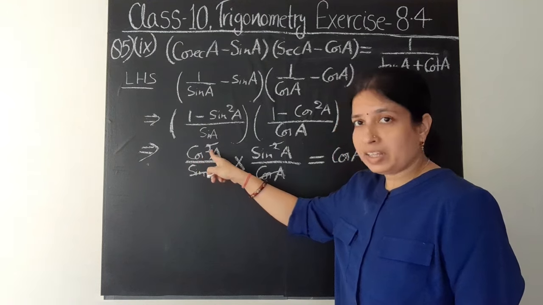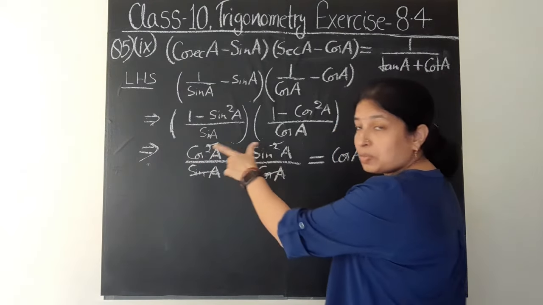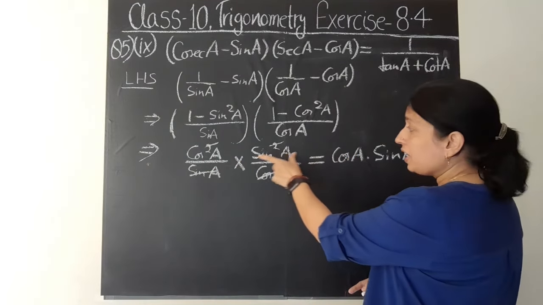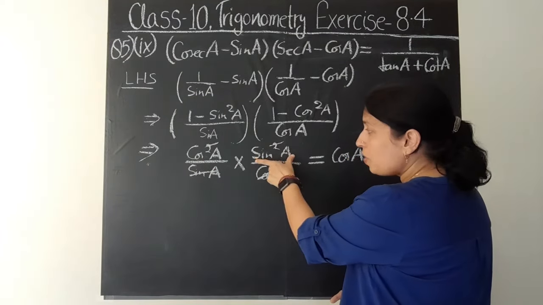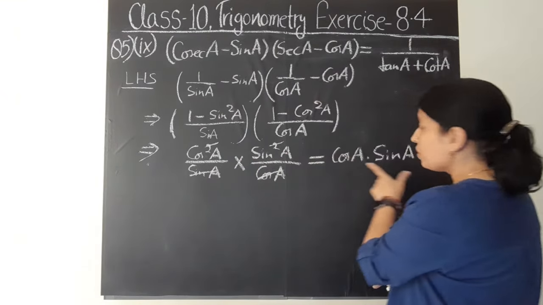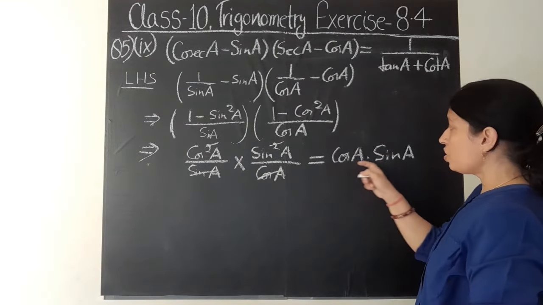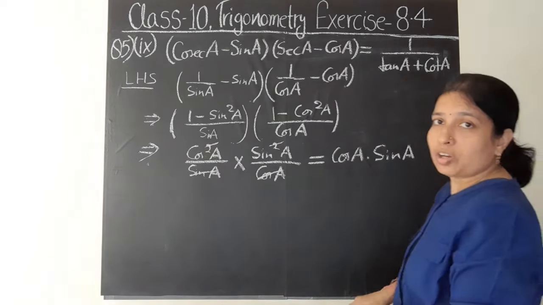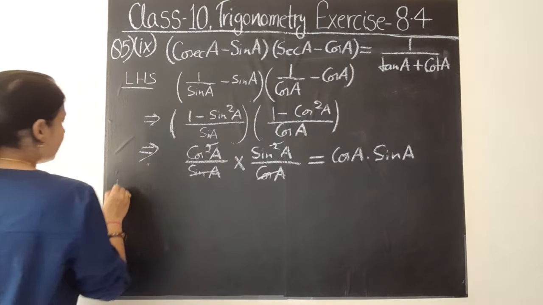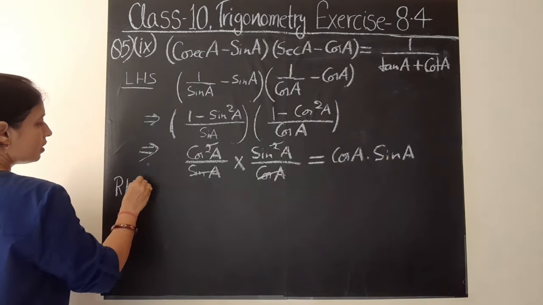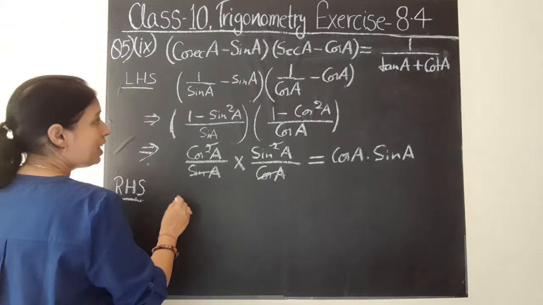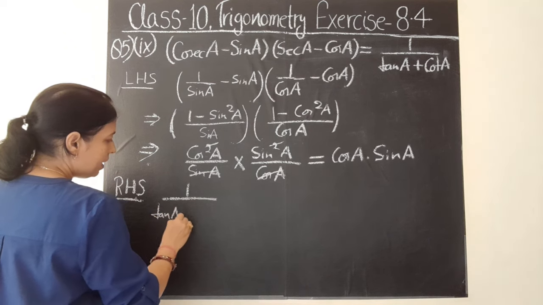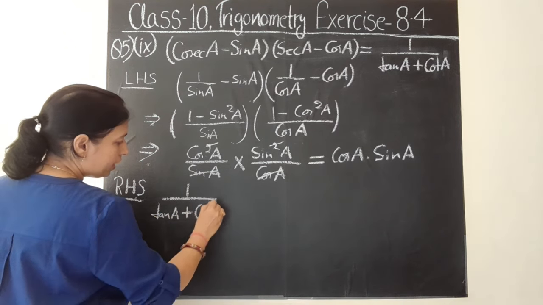यहाँ cos स्क्वायर A था और यहाँ cos A था. जब cos स्क्वायर A को cos A से डिवाइड करेंगे then it becomes cos A. यहाँ क्या था sin स्क्वायर A था. sin स्क्वायर A को sin A से डिवाइड करेंगे तो क्या आएगा sin A. So it is cos A into sin A. This one is your LHS part. Then solve RHS part. So take RHS. What is RHS? In RHS it is given 1 by tan A plus cot A.